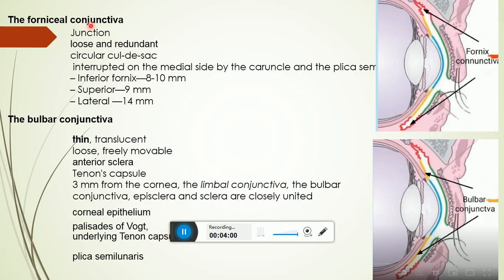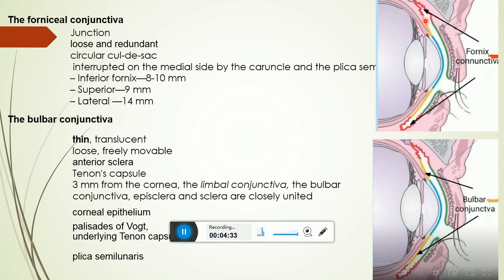Now the fornicial conjunctiva. It is a fold lining the cul-de-sac formed by the conjunctiva covering the posterior surface of the lids to the conjunctiva covering the anterior surface of the globe. Here you can see the fornix conjunctiva. The conjunctiva here is comparatively thicker and loosely attached in order to allow free movement of the globe. It is divided into 4 regions.